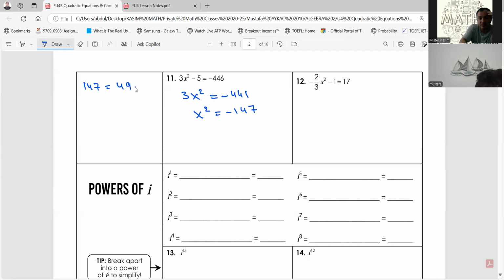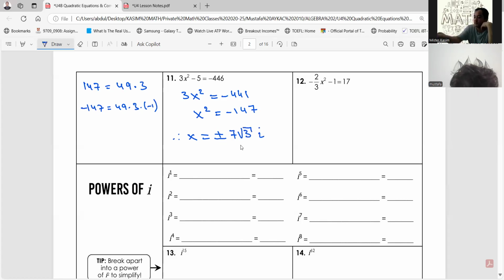And now we know that 147 can be written as 49 times 3, right? I can just write 147 equals 49 times 3 times negative 1. Okay, dot, dot, dot. What is x then? Square root of 49 would be 7, so plus minus 7 times square root of 3 times i. Okay. Mustafa, now can you do question 12 in your notebook and take a picture and send it to me? Okay.